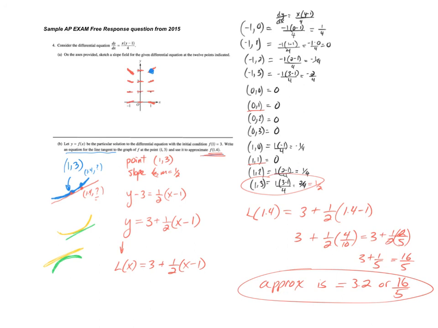But there you go. There's slope fields, example of a free response question. Again, not too hard, just a lot of arithmetic and understanding what it's telling you.